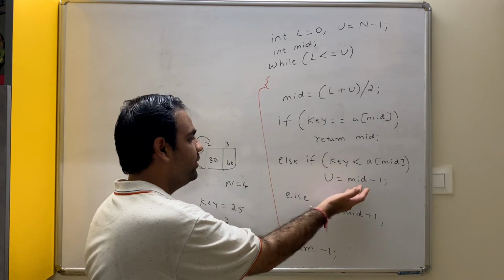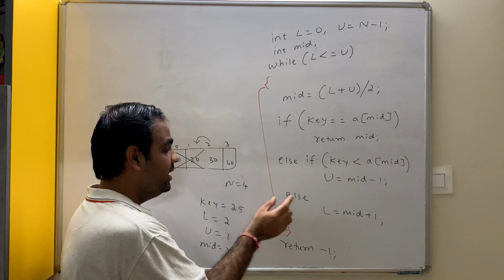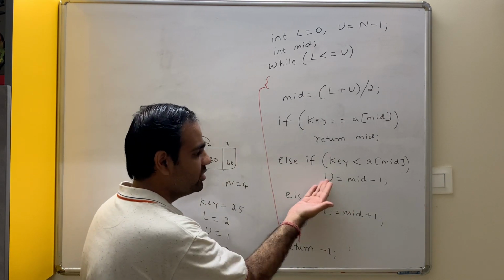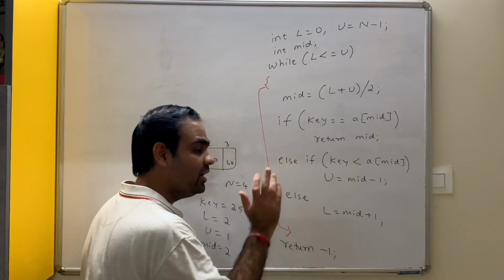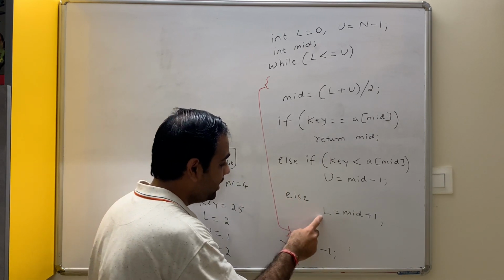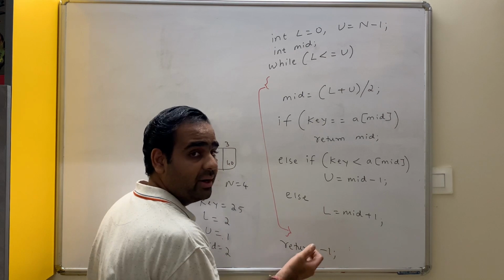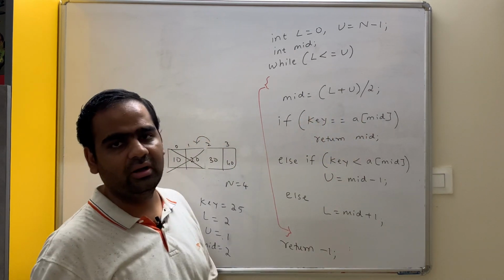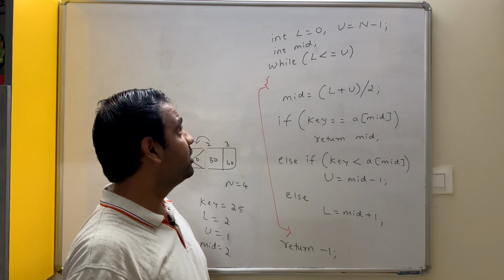If it is less, you will search on the LHS subarray. If it is greater, you will search on the RHS subarray. If you are searching on the LHS subarray, the upper limit will change. If you are searching on the RHS subarray, the lower limit is changed. And if it is equal, you will return the midpoint.